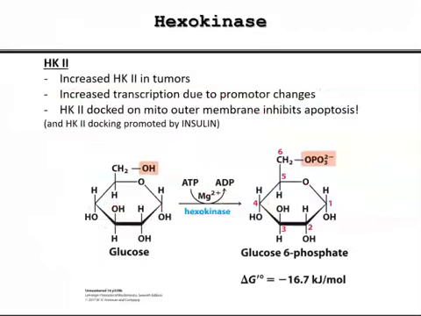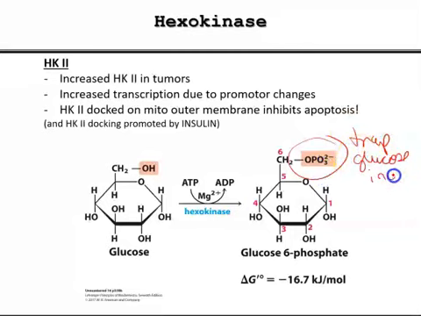Taking a quick look here at hexokinase. There are 4 isoforms of hexokinase enzymes, and they do all of the same thing, meaning that they tag glucose with a phosphate on carbon 6 to trap glucose in the cell.